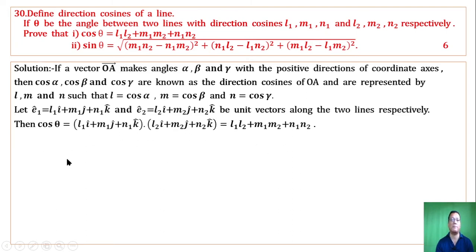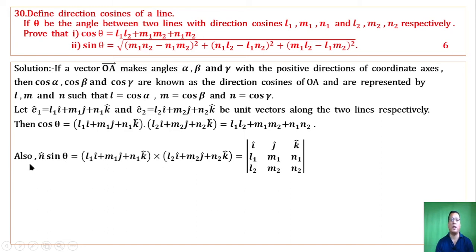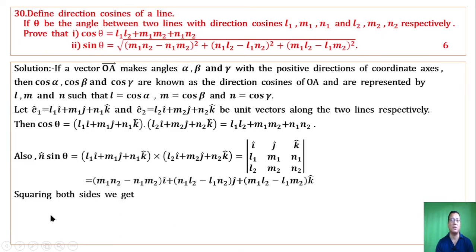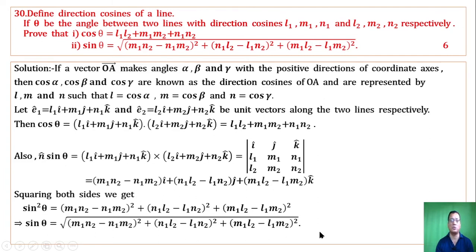First part is over. Also, by cross product of two unit vectors, we get n cap sin theta equal to their cross product, which is written in determinant form, whose expansion is this. Taking squaring both sides, we get sin square theta equal to, for this we have this. Taking square root on both sides, sin theta equal to this. We have proved all the statements.